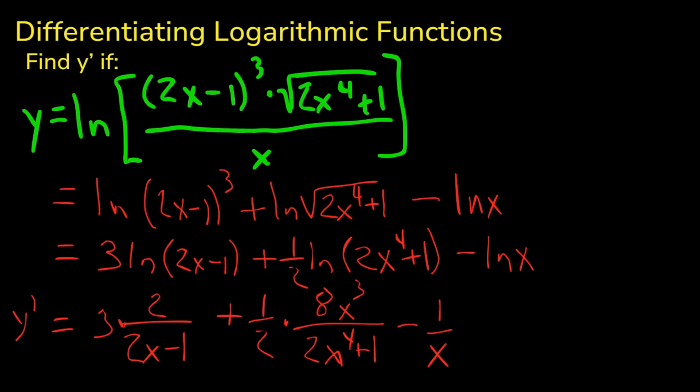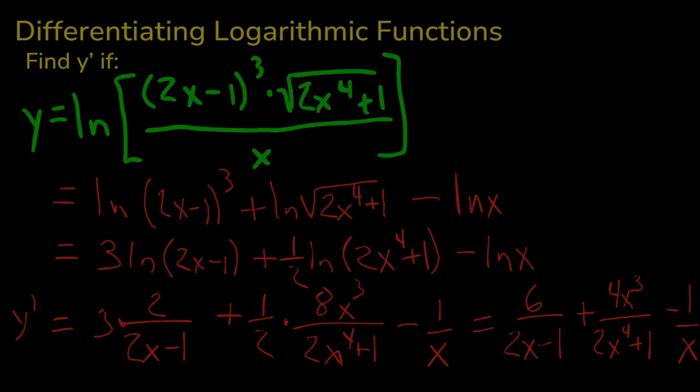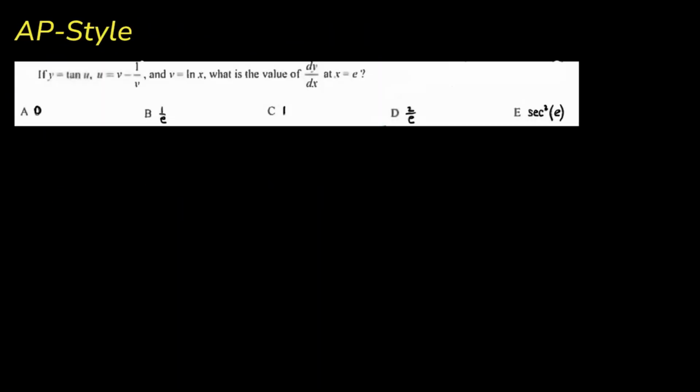Also, this can be simplified to... there you go. Now it's time for some AP style questions. This one's really interesting. If y equals tangent u, u equals v minus 1 over v, and v equals natural log x, what's the value of dy/dx at x equals e?